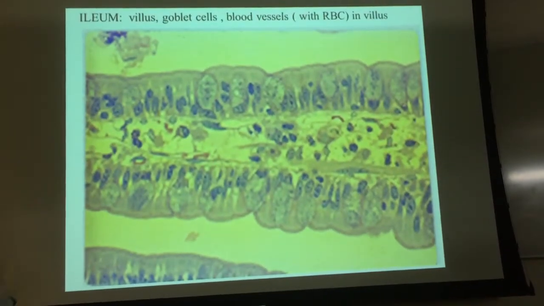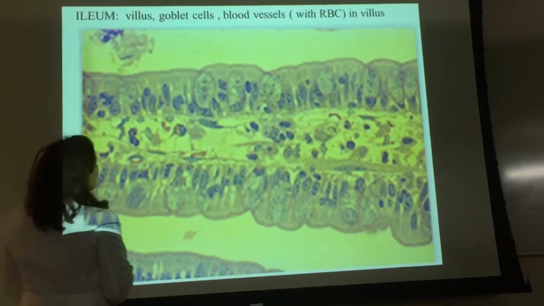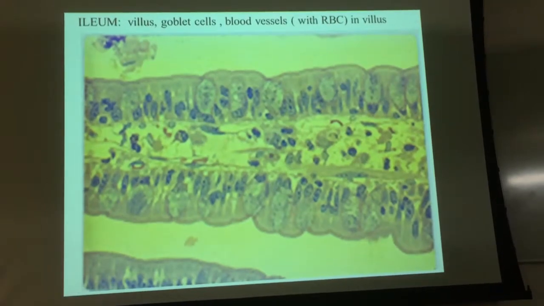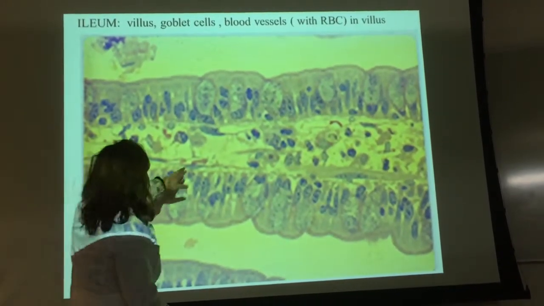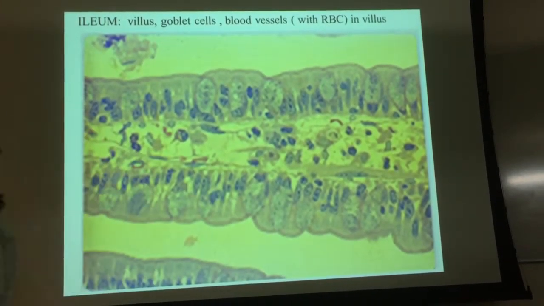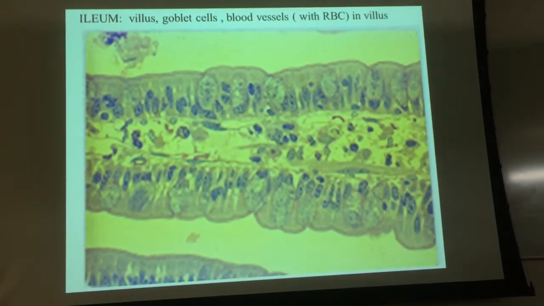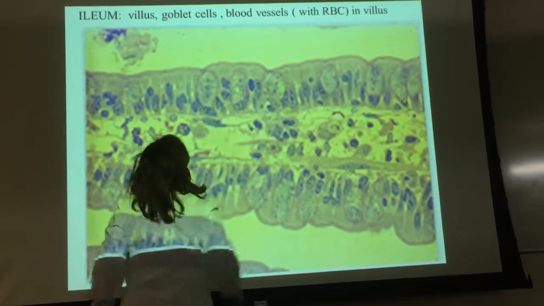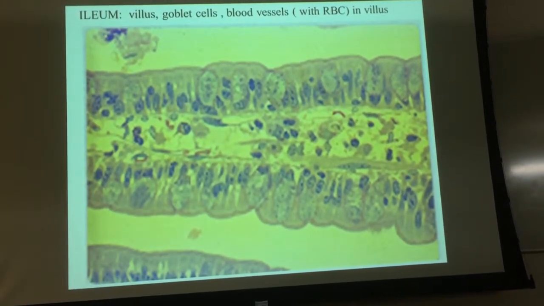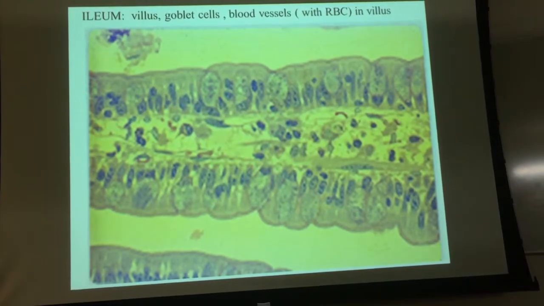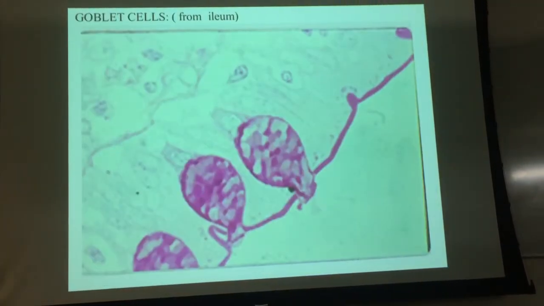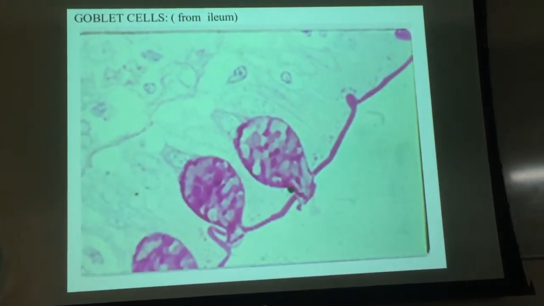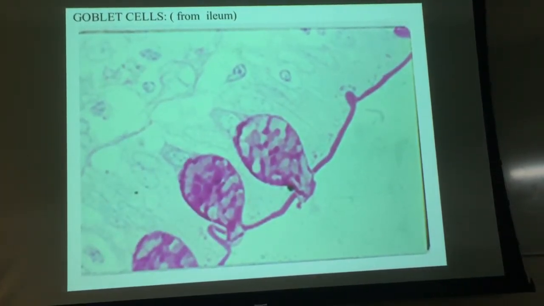Okay? So this is part of the ileum. So this whole thing is a villus. You can see red blood cells in the blood vessel within the villus. These are goblet cells right here. It's a goblet cell, which produces mucus. And I'll show you closer up. So there's a goblet cell right there. They've dyed it now, so you can see it a little better. In the ileum.